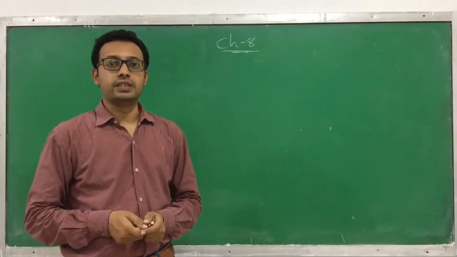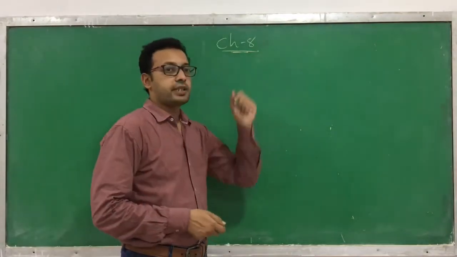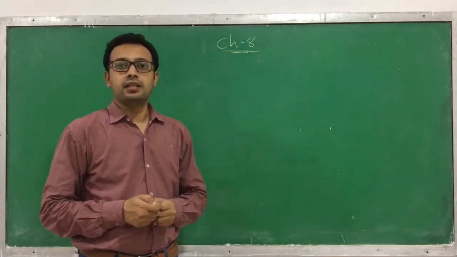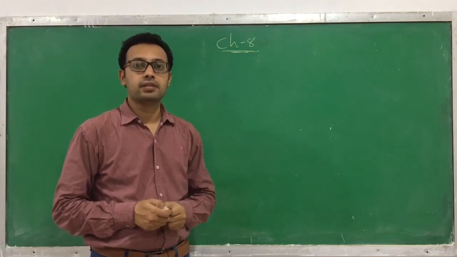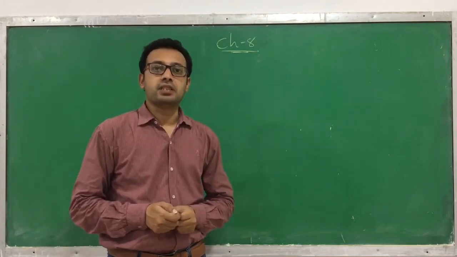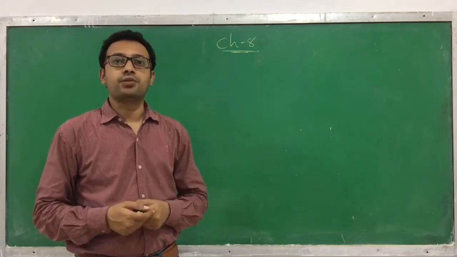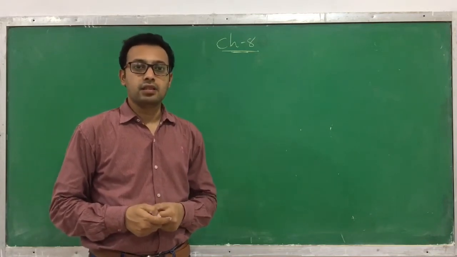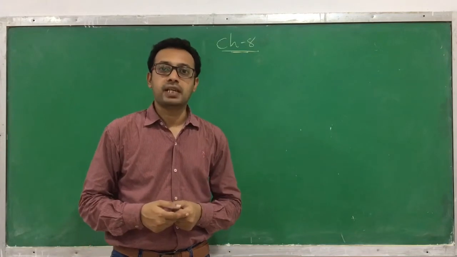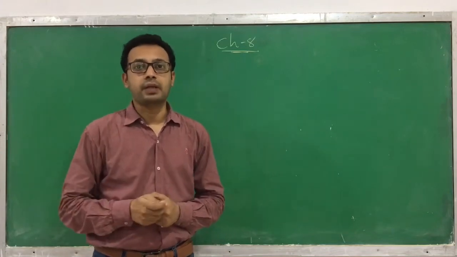Welcome back, dear students and friends. We were discussing chapter number 8, the cell, basic unit of life. Students, in the previous session we have discussed the mitochondria and we have started with an introduction of a plastid. So again we start with the introduction of a plastid and then we will finish with a plastid.